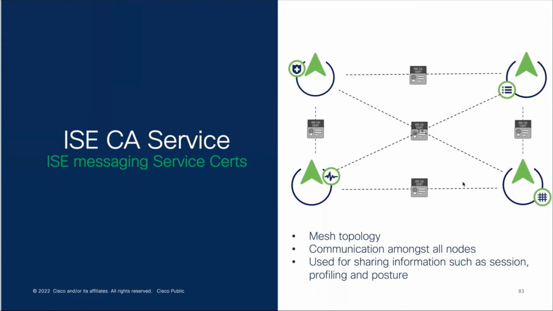We were making use of the ISE CA service to issue the ISE messaging service certificate. Why do I even require an ISE messaging service certificate? Because the ISE messaging service is going to be used for sharing session information, syslogs, contextual session syslogs, and even posture and profiling information amongst the nodes. We need to make use of the ISE messaging service, and the ISE messaging service uses the ISE messaging certificate, which is issued from the endpoint Sub-CA.